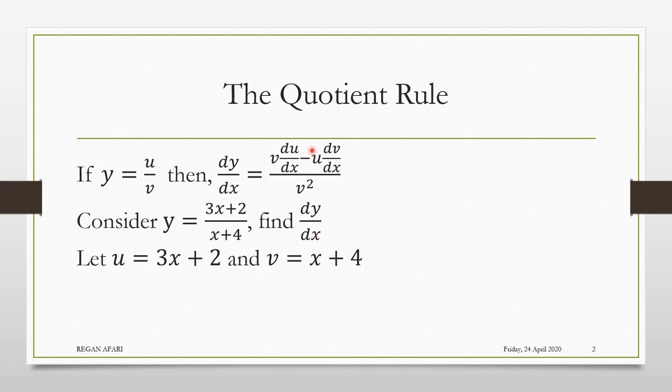The formula says we should look for du/dx and then dv/dx. Hence, we will have to differentiate u with respect to x, and that will give us du/dx, and also we will differentiate v with respect to x, and that will give us dv/dx. So du/dx will be the differential of this function, and that is 3. And then dv/dx will give us 1, because when we differentiate x, we get 1, and the differential of a constant is 0.